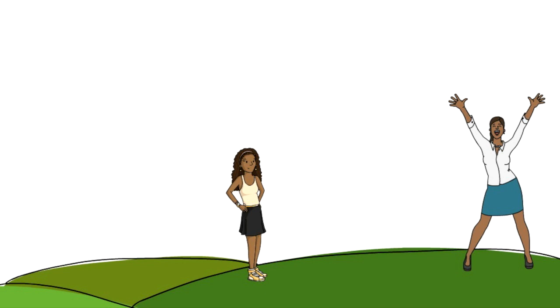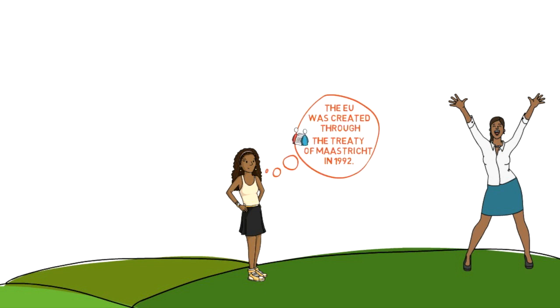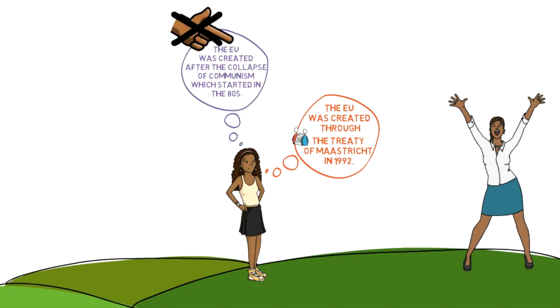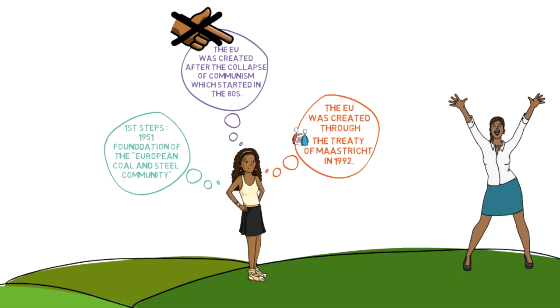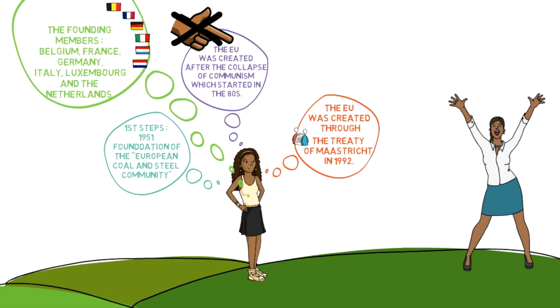So you see, Gaia, the EU has had a long history. Yes, wow, this is what I remember. The EU as it is today was created through the Treaty of Maastricht in 1992. That was after the collapse of communism in the 80s. The first steps toward the EU were already taken in 1951, when the European Coal and Steel Community was founded. There were 6 founding members.